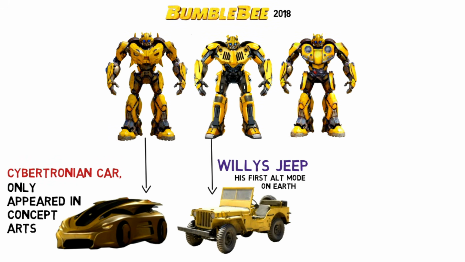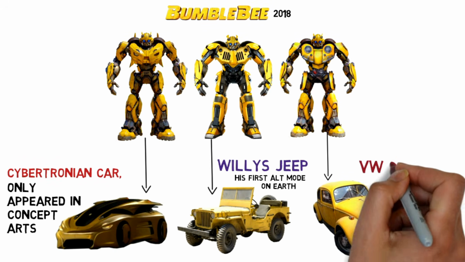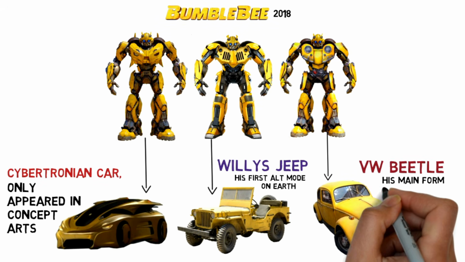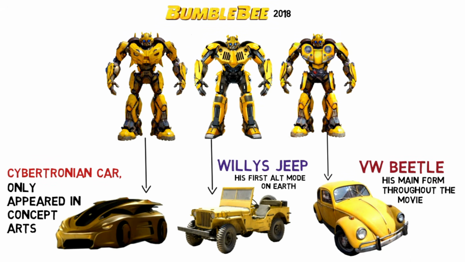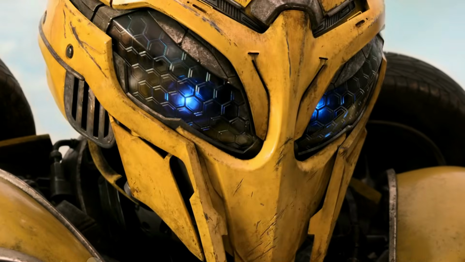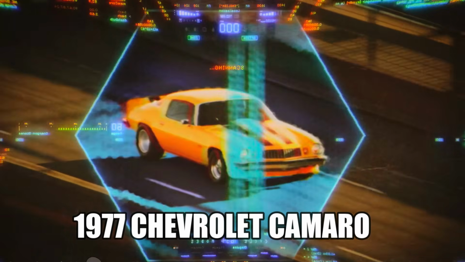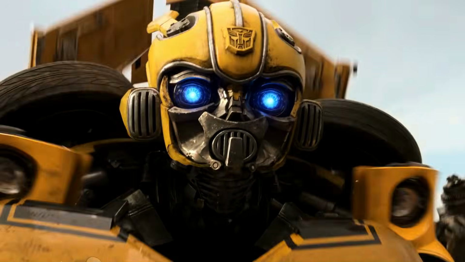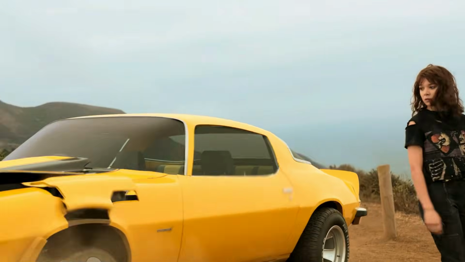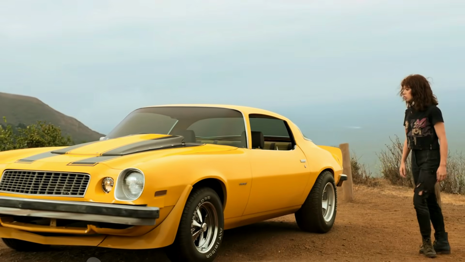Bumblebee himself had 3 different modes throughout the film. He was a Cybertronian car, then a Willys Jeep, and then a Volkswagen Beetle for the rest of the movie, until the very end, when he turned himself into a 1977 Chevrolet Camaro, the very same model he was first introduced as in the first 2007 Transformers movie.